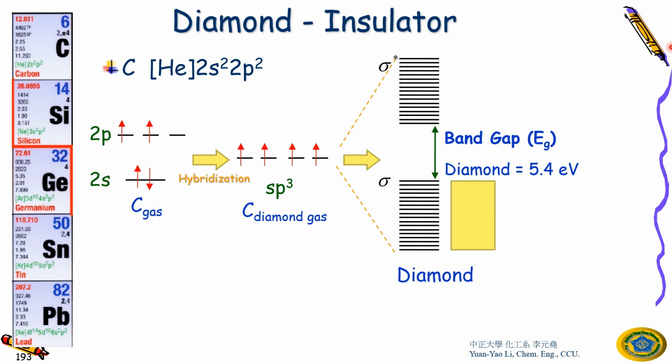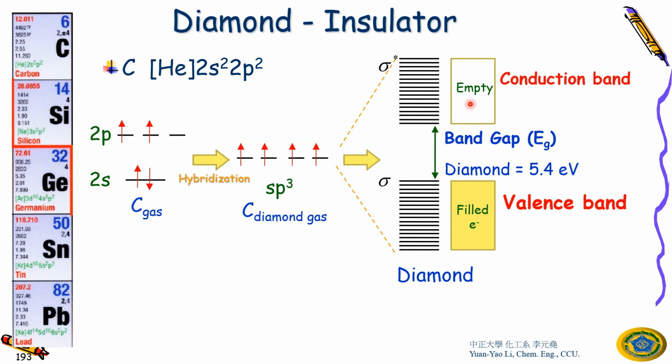So you have few electrons in this band, and an empty band here. This is why diamond is called an insulator, because it's too difficult to pump an electron from the bonding molecular orbital to the anti-bonding molecular orbital. This is what we call the valence band. This is the conduction band. Conduction band means the conductivity, right? Valence band and conduction band.